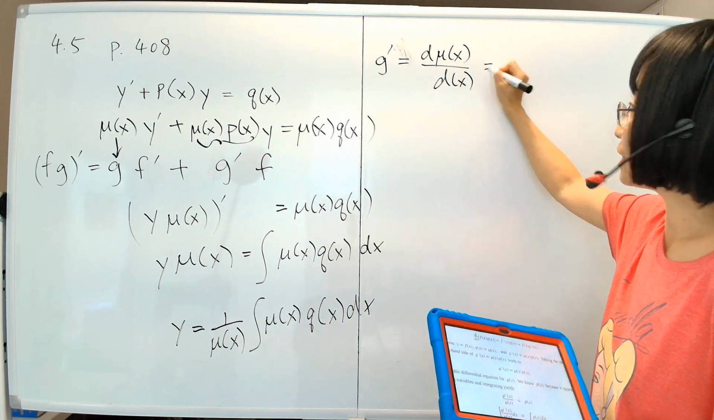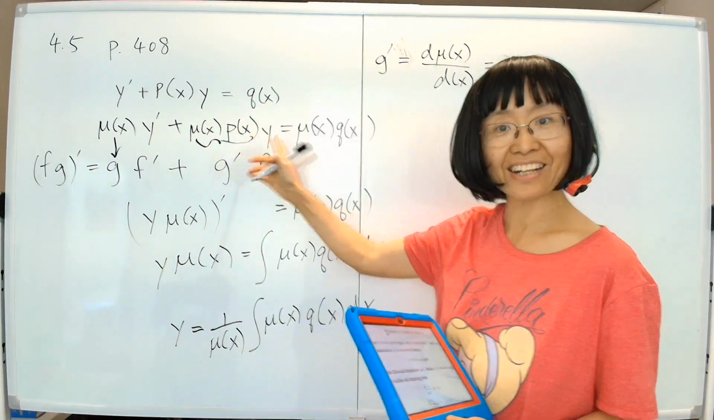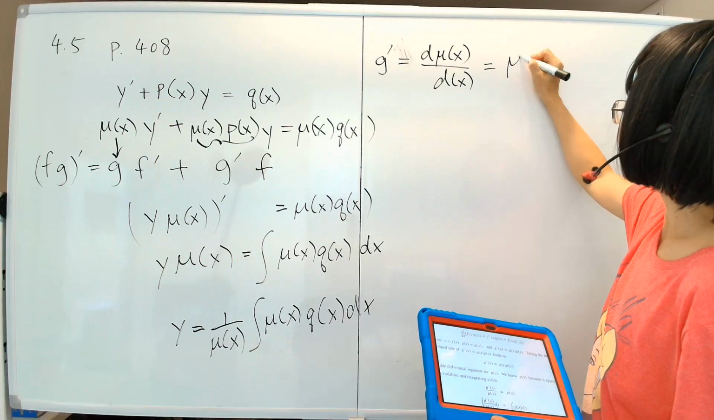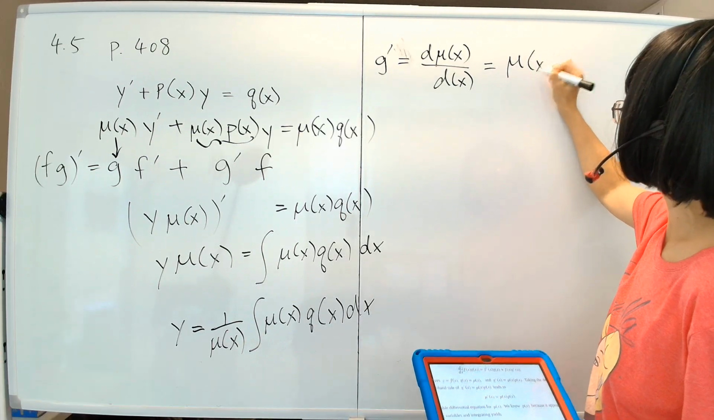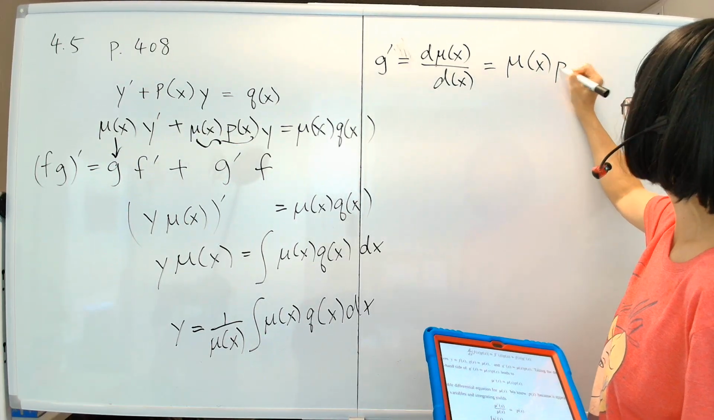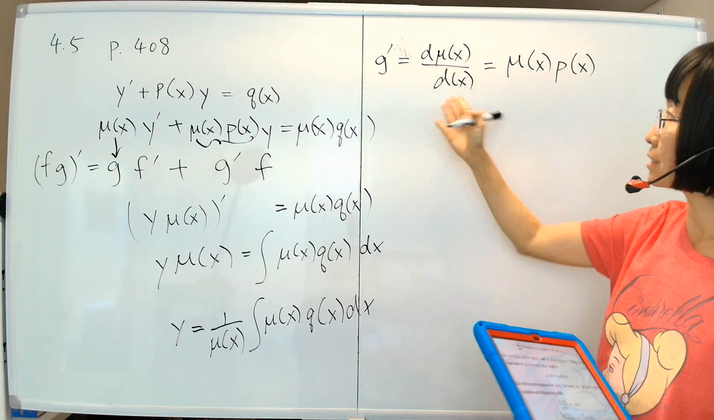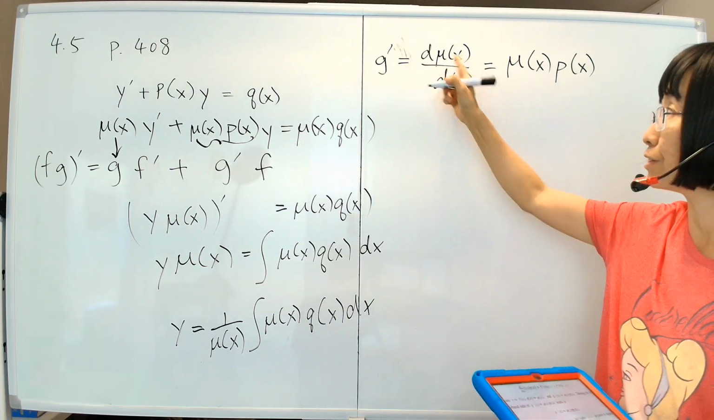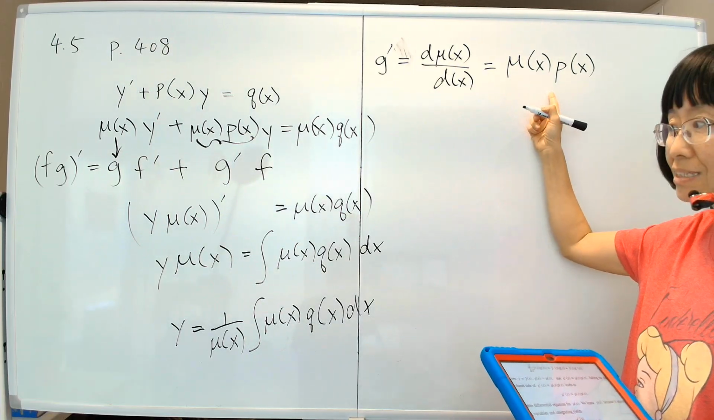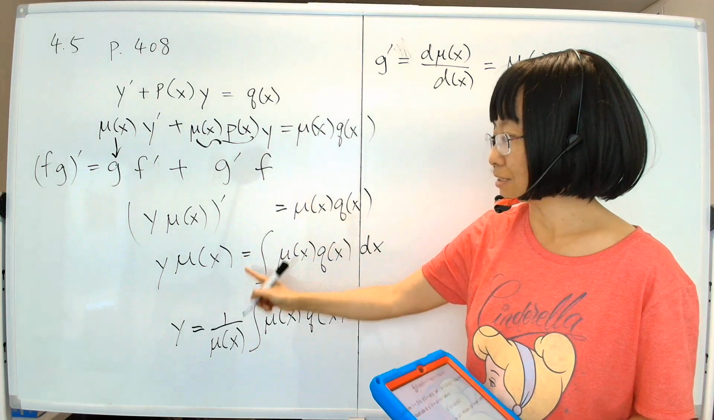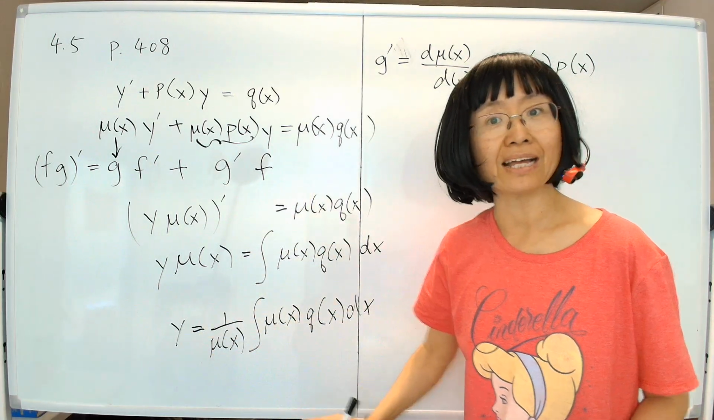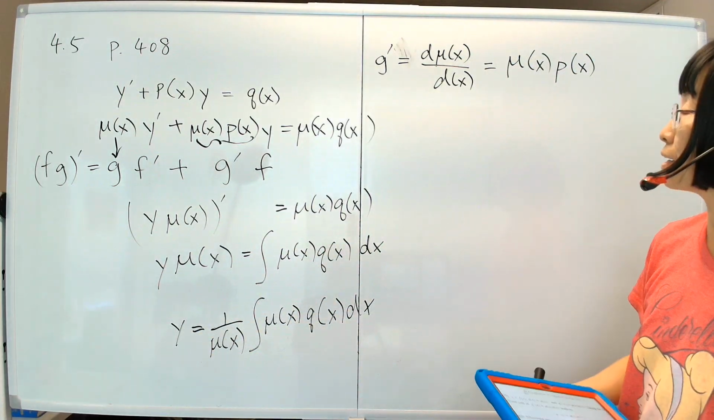It needs to be equal to this thing right here, so that if we can find something that satisfies this condition, mu of x p of x, if this condition can be satisfied, that is, if we can find mu of x that satisfies this condition, then all this works, and then we can solve for y. So mu of x is a step, okay?